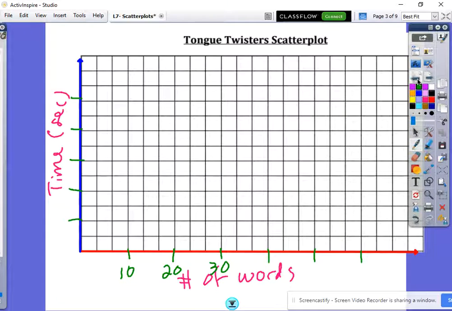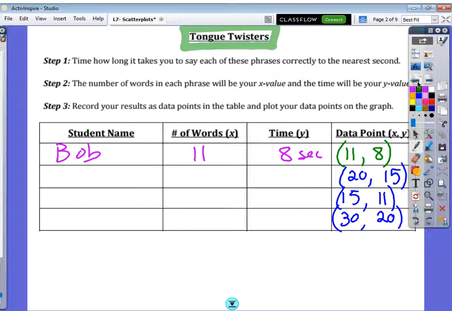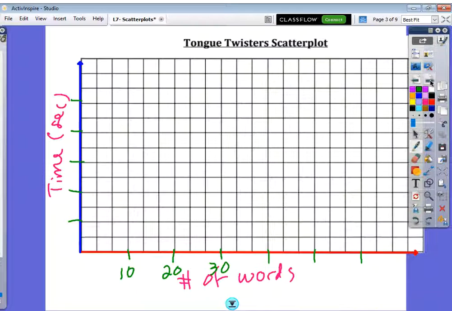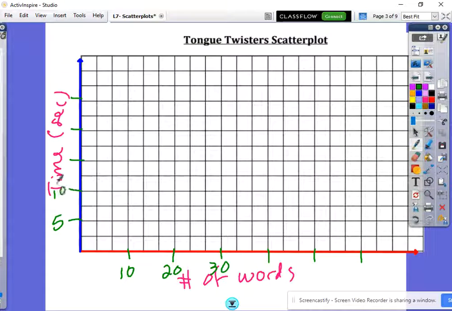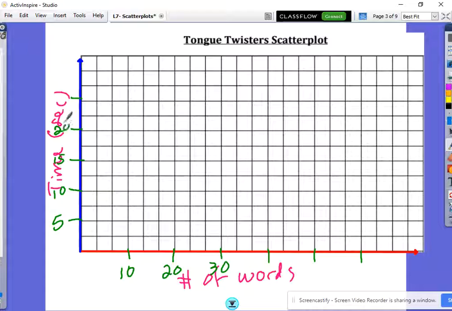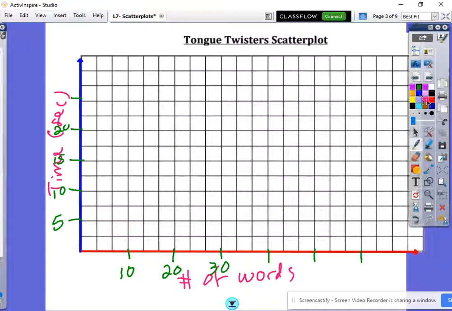And our smallest seconds was 8, and our biggest was 20. So I'm going to go up here by 5. So 5, 10, 15, and 20. So 11 words in 8 seconds.